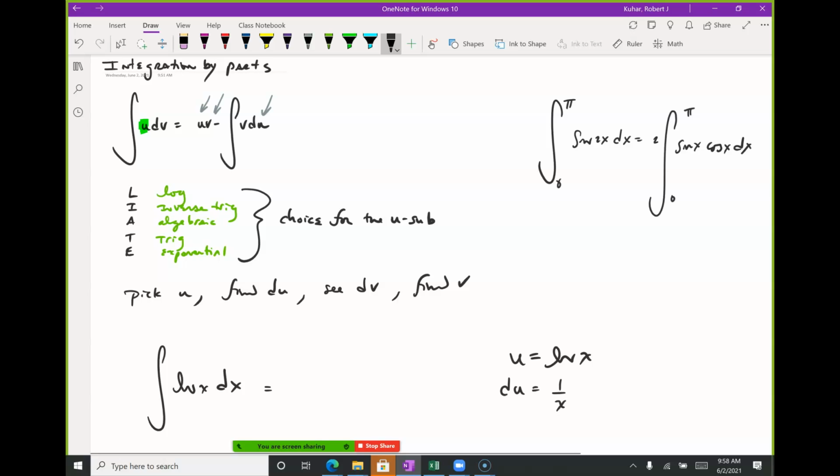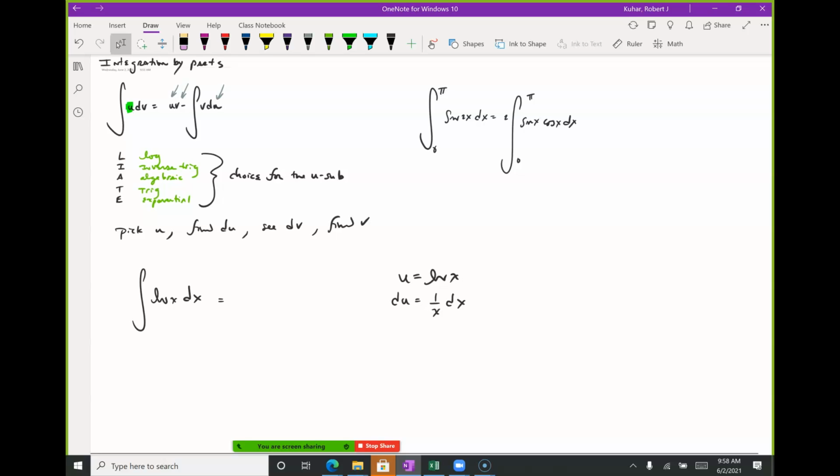1 over x. Nice, 1 over x dx, right? We want to keep that thought process of those differentials involved. Everything else is dv. So dv is dx, sorry. Right? So dv is dx.